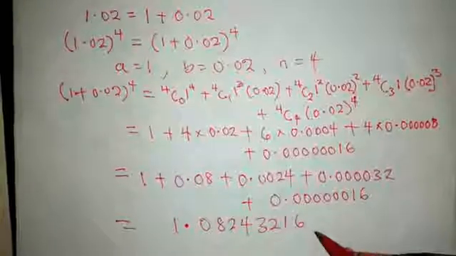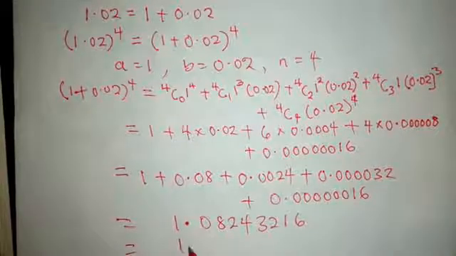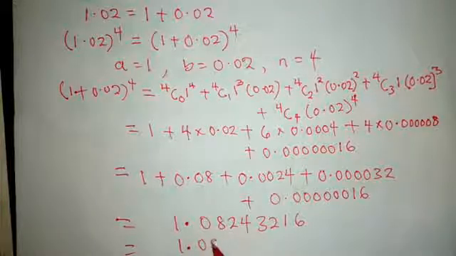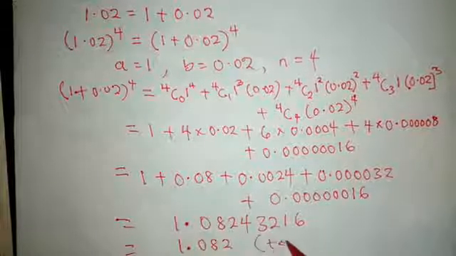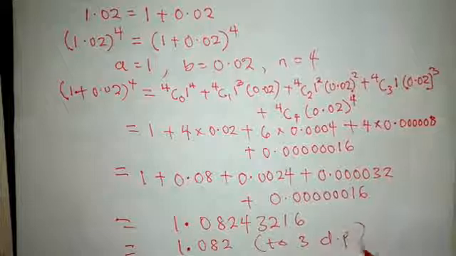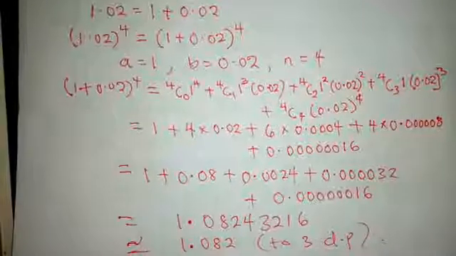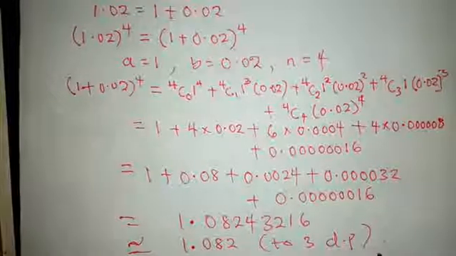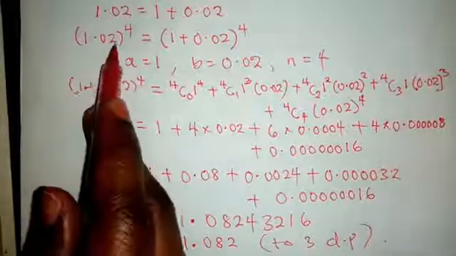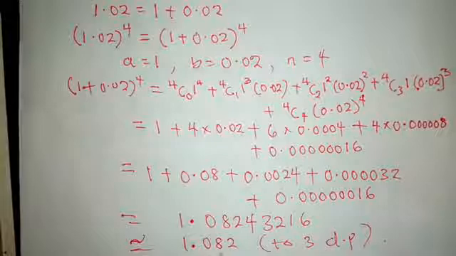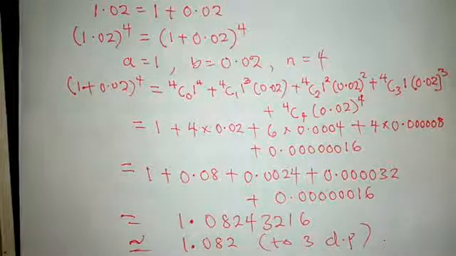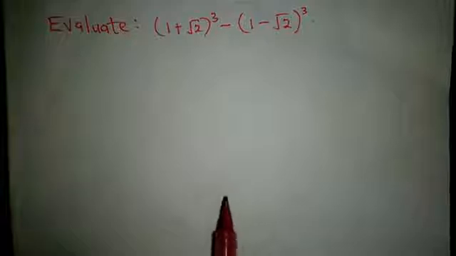Now, if we add this up carefully using a calculator, we obtain the value 1.08243216, and this is equal to 1.082 to 3 decimal places. This is approximately equal to this, to 3 decimal places. So the expansion of 1.02 to the power of 4 is approximately 1.082. Now let's see another example.